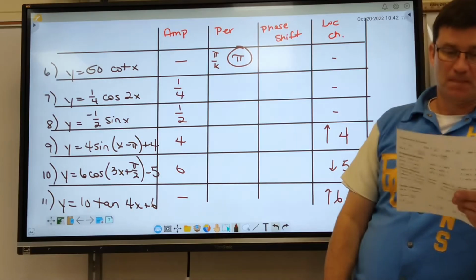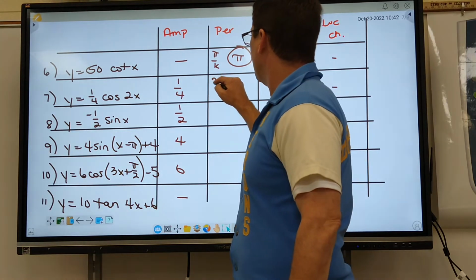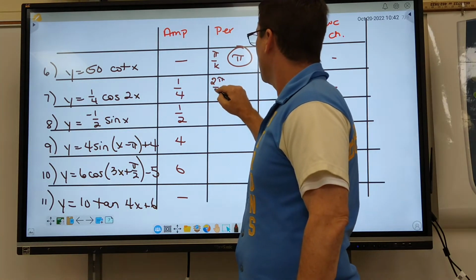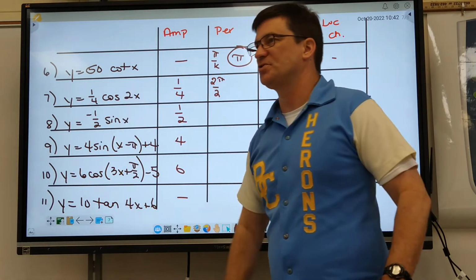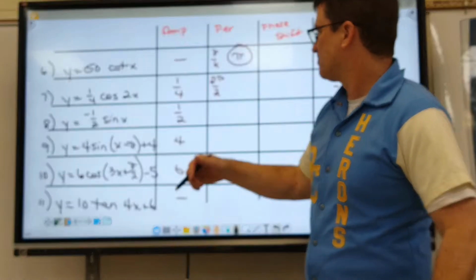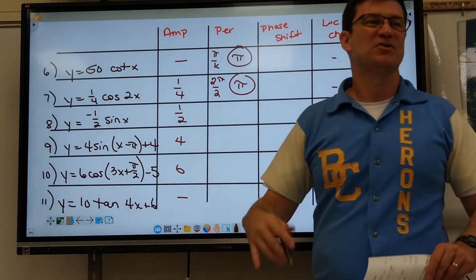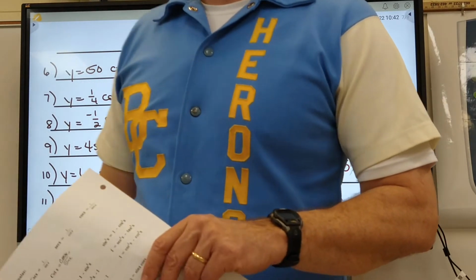All right, so look at the next one. Formula is 2 pi over k. That's going to be 2 pi over 2. You're going to need to put it in your calculator unless you can do it in your head. So it's just pi, right? Do you all have the hang of it? Not really. Try a couple by yourself and we'll check them.